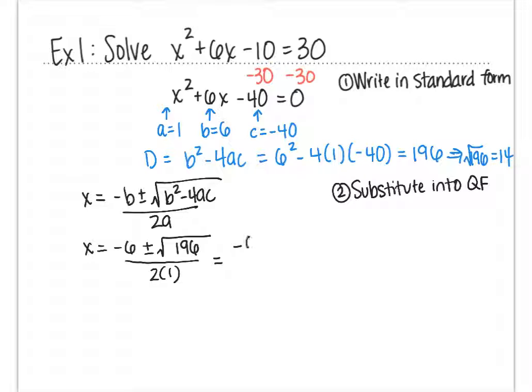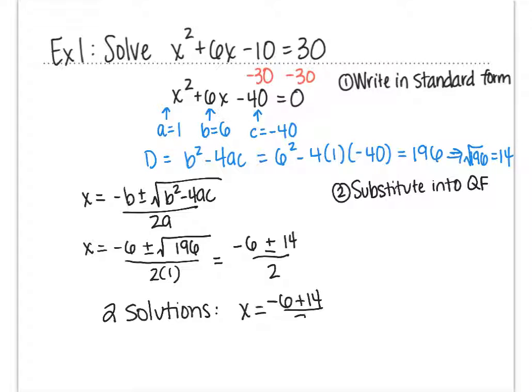So here we can simplify this again. We know already that the square root of 196 is 14, and 2 times 1 is 2. We will have two solutions, where we take negative 6 plus 14 divided by 2, and where we take negative 6 and subtract 14 and divide by 2.